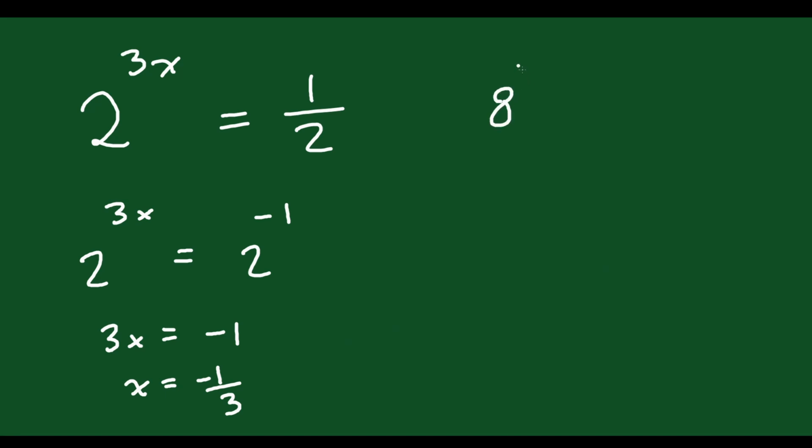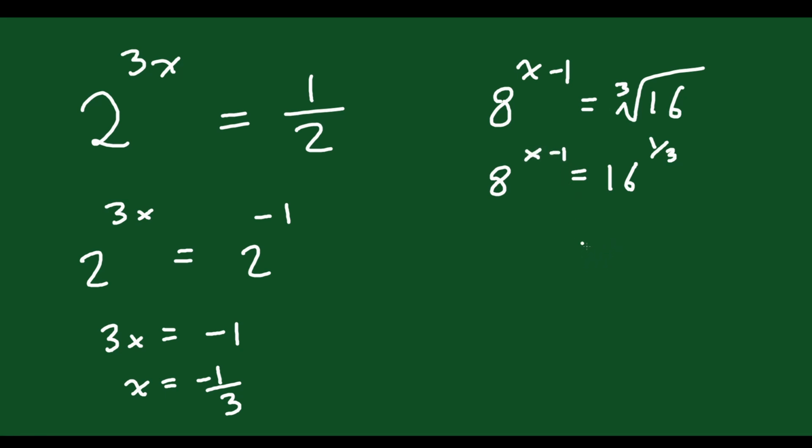What if I have 8 to the exponent x minus 1 is equal to the cube root of 16? Well, first, let's recall that you can rewrite a radical like this as an exponent. You can say that's 16 to the exponent 1/3, right? And on the left you have 8 to the x minus 1. Now, let's do the same strategy we used over here. Let's try to change the bases to be the same.